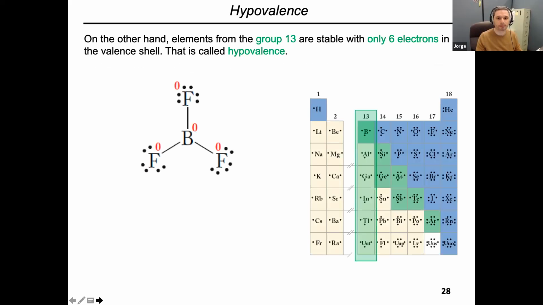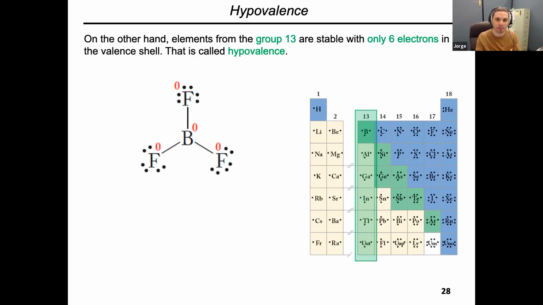Okay, so let's go back here. Hypervalence is when an atom has more than 8 electrons in the valence shell. And we also can have the opposite, hypovalence. And that's very common when we have elements from group 13, okay? Right here in the green, in the periodic table, that's the family of boron. Elements from group 13 are stable with only 6 electrons in the valence shell, okay?